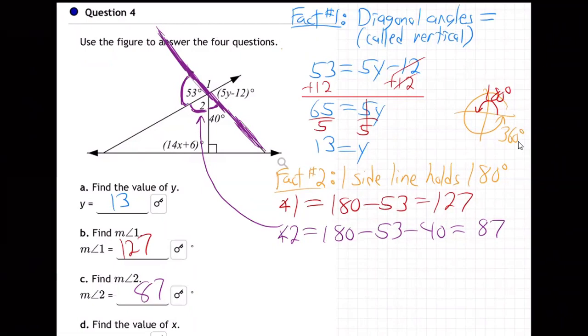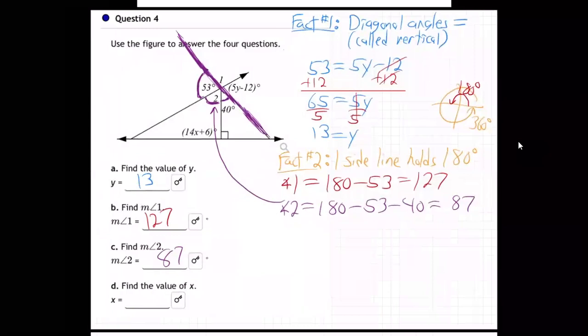Okay, now what's left to do? Well, the last thing they want us to find is X. And you see what we can do for X? See how this and this together must make 180. It's one side of a straight line again. So let me highlight this straight line.